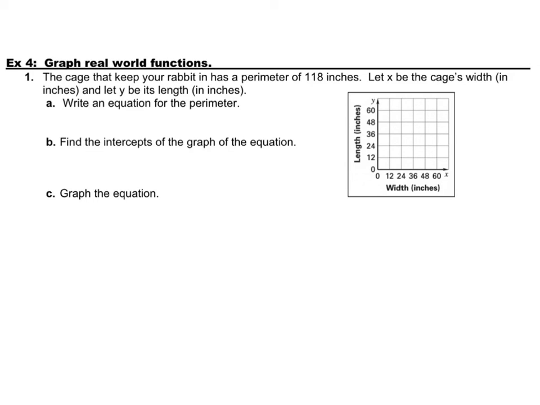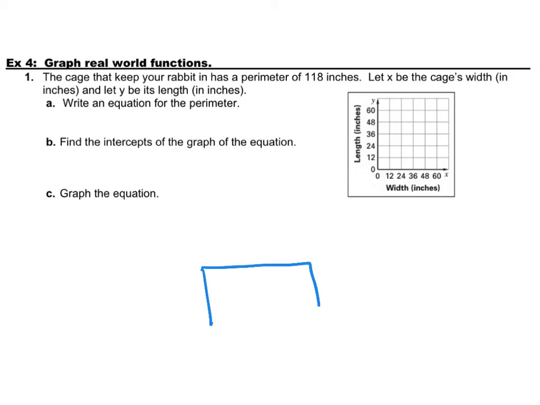Right, so example number 4, we need to graph real-world functions. The cage that keeps your rabbit in has a perimeter of 118 inches. Let x be the cage's width in inches and let y be the length in inches. Write an equation for the perimeter. All right, let's just start by drawing ourselves what this might look like.